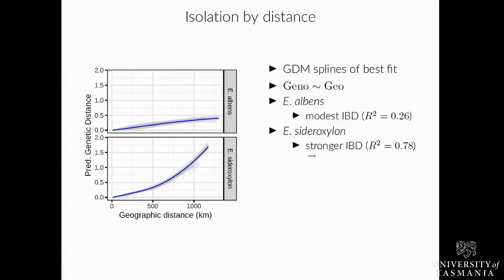When we dig into isolation by distance using generalised dissimilarity modelling, which is a non-linear way of estimating or predicting genetic distance, in this case with just geographic distance, we find that Eucalyptus albens has a moderate correlation between genetic and geographic distances in an approximately linear fashion, with an overall variance explained of around 26%. Whereas in Eucalyptus cytoroxylon, the correlation between geographic and genetic distances seems quite strong, somewhere in the order of nearly 80%, and in this nonlinear pattern with stronger divergence at greater distances.